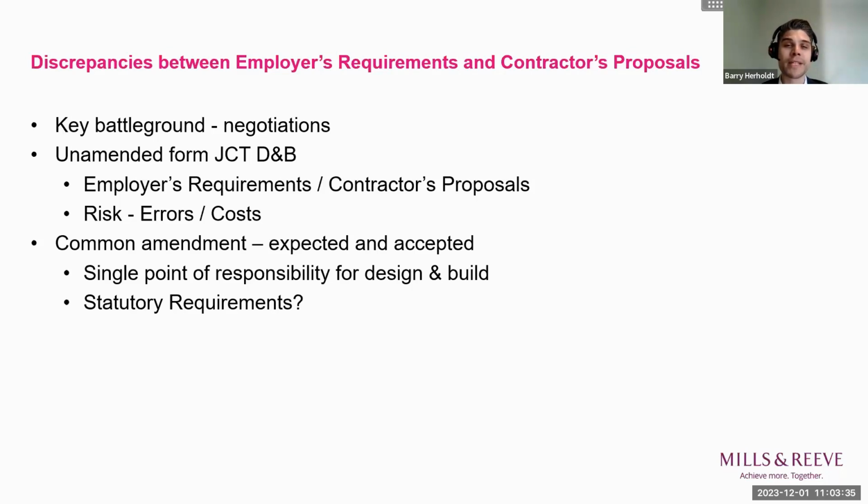So a common amendment under the JCT design and build form that we see is that the employer passes all the design responsibilities to the contractor, creating a single point of design responsibility. The effect of this amendment is that the contractor takes full responsibility for any errors or discrepancies, and generally with no entitlement to extra time or cost. This type of amendment is nothing unusual and contractors in the industry expect and accept this most of the time.